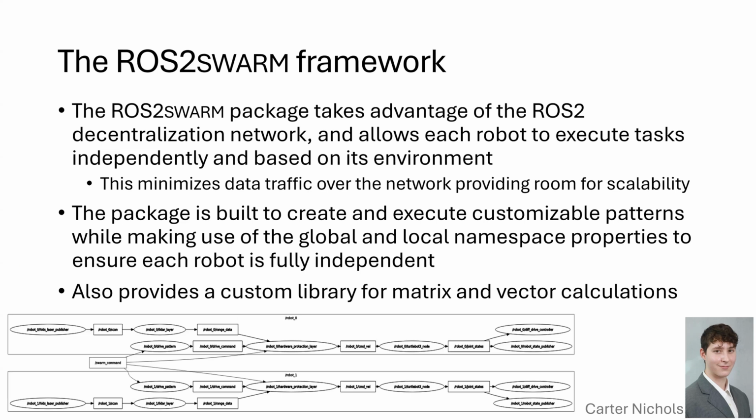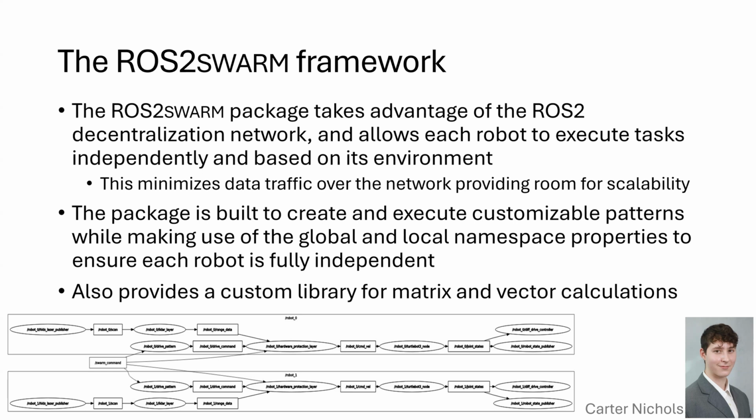And so the ROS2 Swarm framework utilizes and builds on top of ROS2. It takes advantage of the data distribution service and also the local and global namespace. ROS2 Swarm is a very nice package because it minimizes the amount of data traffic going over the network, which leaves room for scalability of the robots.